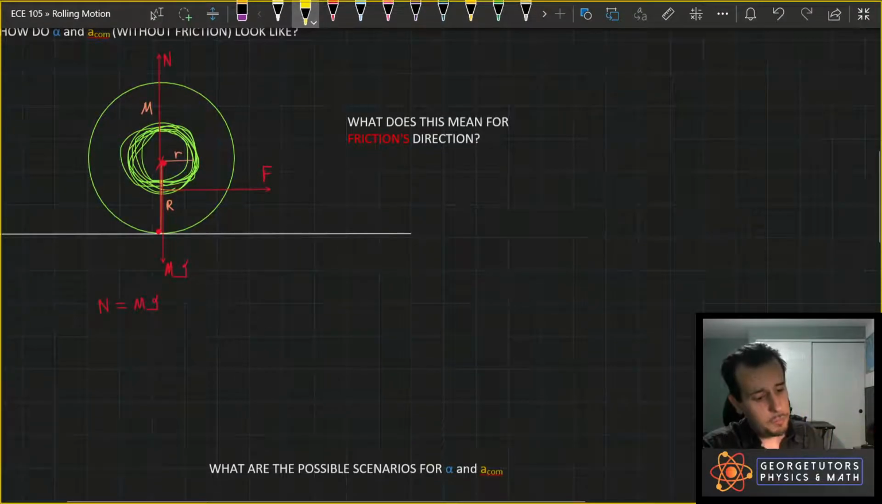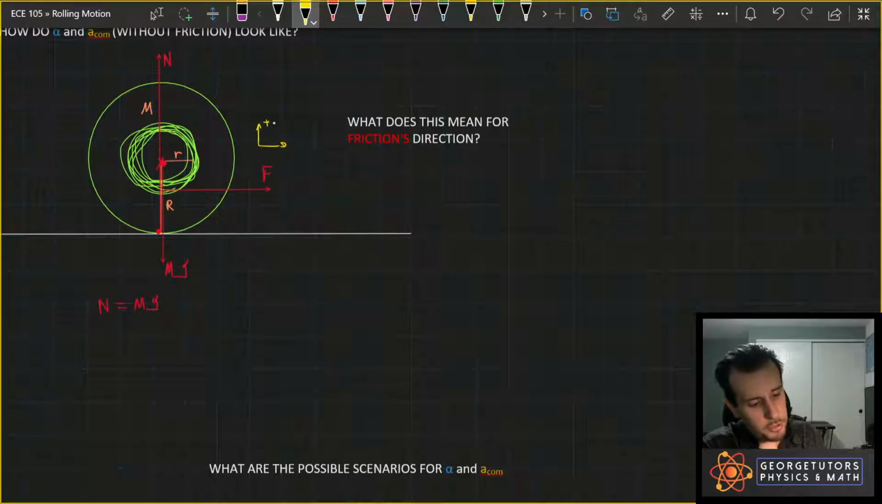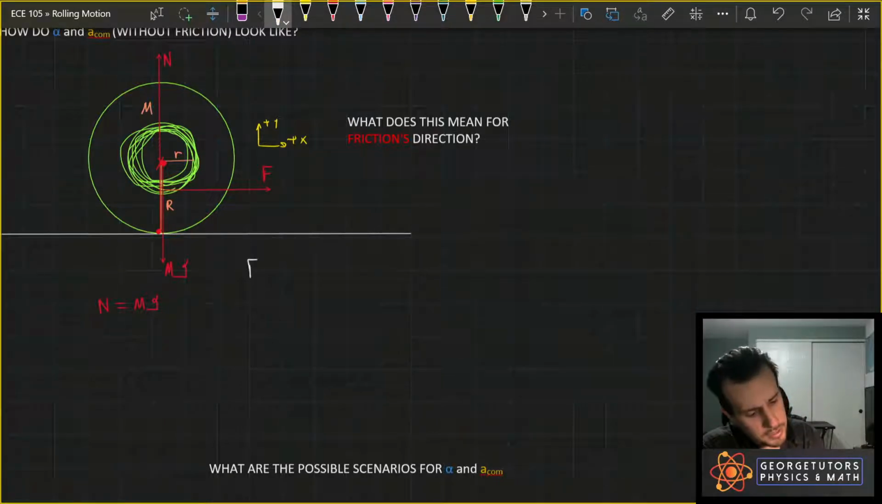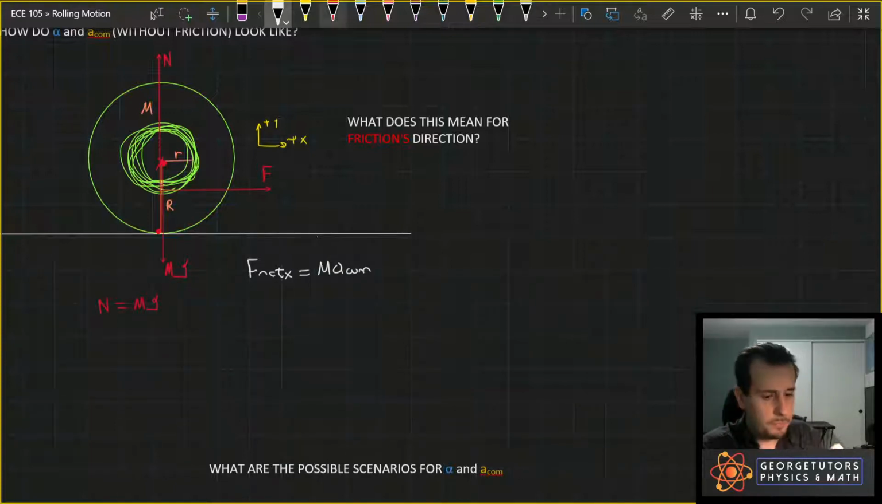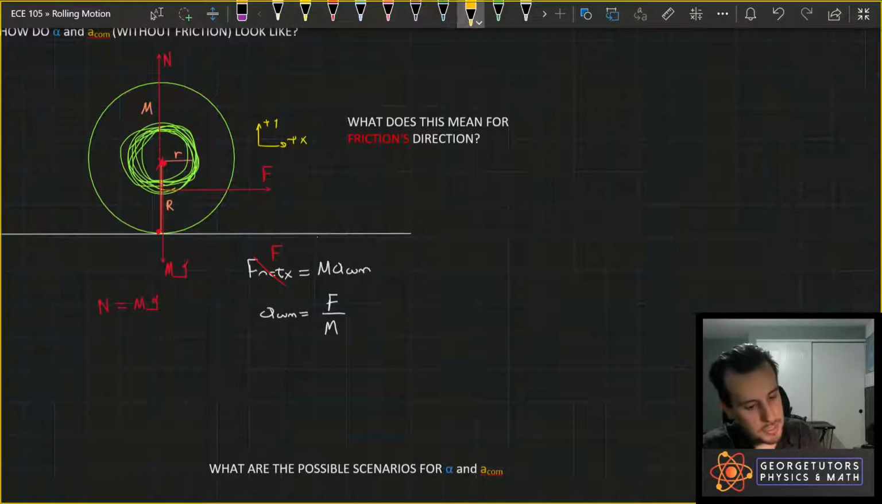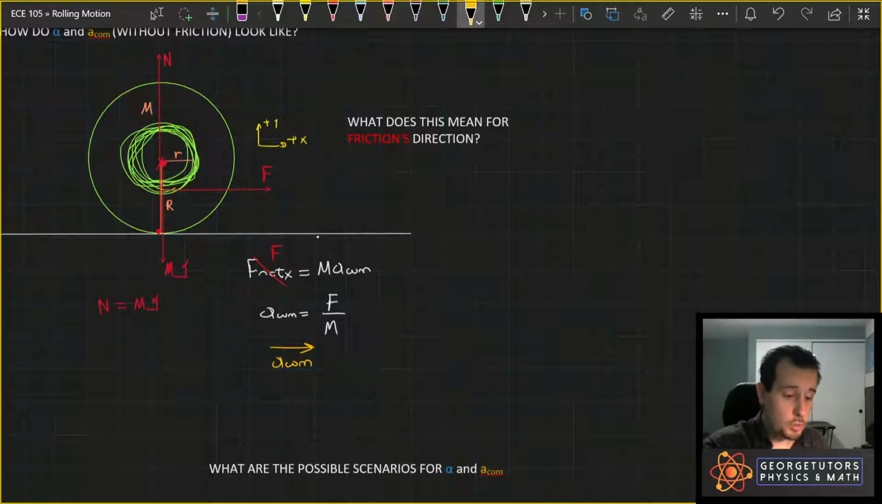Namely, again, if we put some kind of axis system over here, again, we're doing this very roughly because we just want to get an idea of what the accelerations look like. We're not solving for the accelerations, obviously. So if I do that and I write down my net force statement for the x direction over here, I can determine very quickly that my a_COM, because the only force acting again in the horizontal direction is this F, my a_COM is going to be essentially F over M, and it's going to be directed, as you can see here, to the right. That is precisely what a_COM is going to be doing.